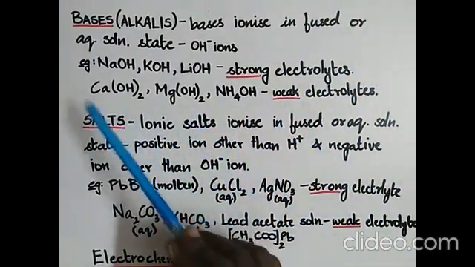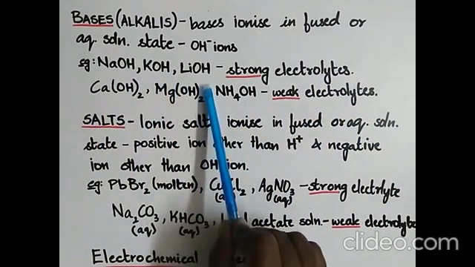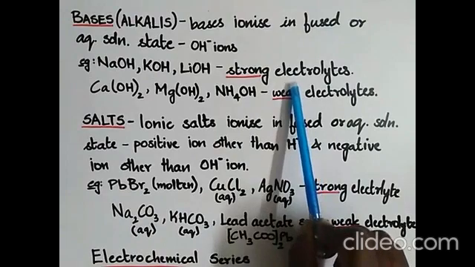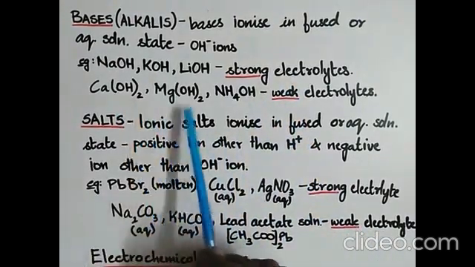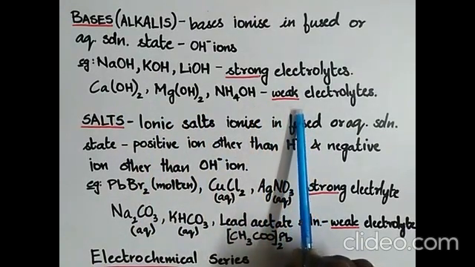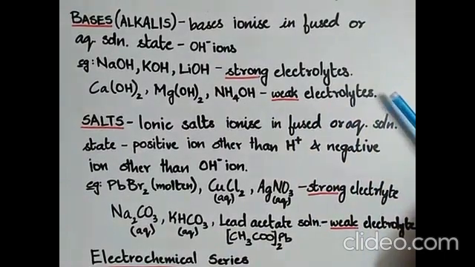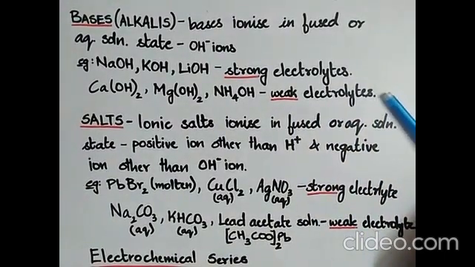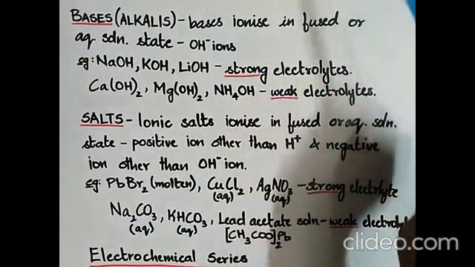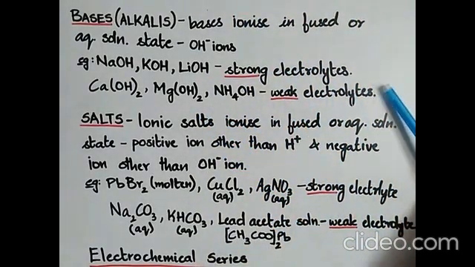So here there are a few examples. Strong alkalis are sodium hydroxide, potassium hydroxide, lithium hydroxide. They are all examples for strong electrolytes because they contain only ions in their solution. Calcium hydroxide, magnesium hydroxide, ammonium hydroxide are examples for weak electrolytes because their solution contains both ions and molecules. It is same as what you studied in acids and bases, strong acids and strong bases. So here also you find strong electrolyte examples of acids and strong electrolyte examples of bases or alkalis.